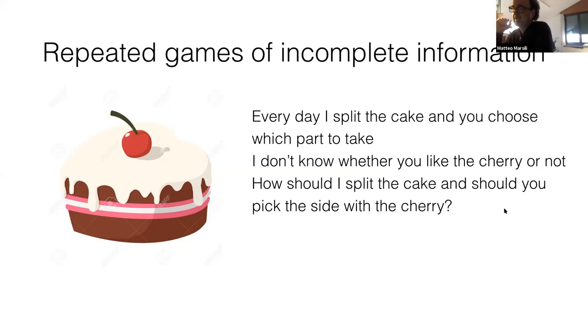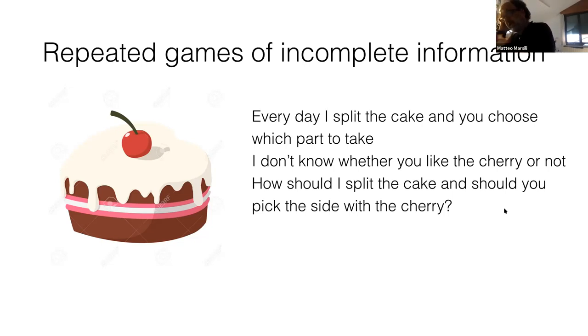The idea is that when the part of the cake which contains the cherry is small enough that player two is indifferent between having a larger part of the cake or the part with the cherry, then he can make the part with the cherry this small.